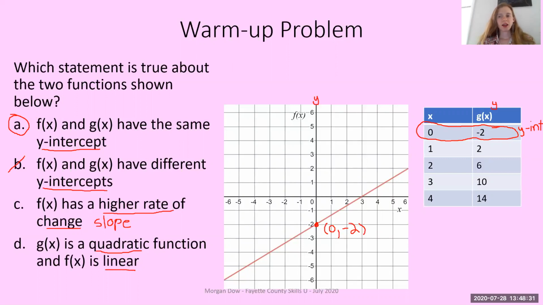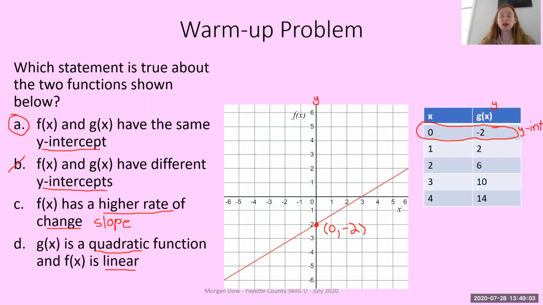But let's go ahead and take a look at choices C and D just for a little review of these concepts. Choice C is talking about rate of change or slope. Slope is a measure of the rate of change, or another way to think of it is the steepness of a line. So how fast is the line increasing or decreasing? Let's see if we can determine the slope for f of x and g of x.